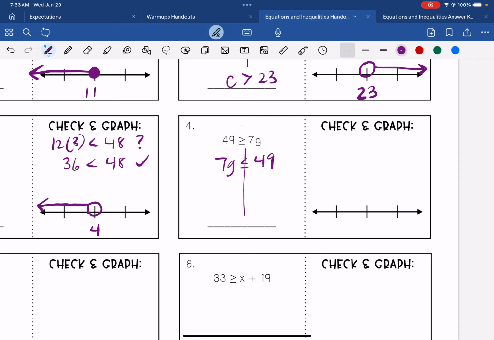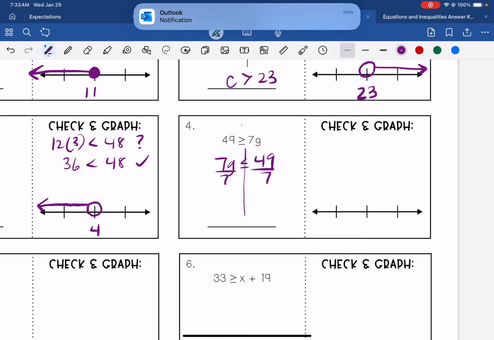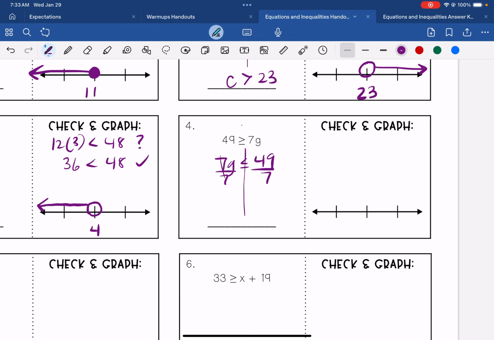Let's draw our line. We're gonna divide both sides by 7. And 7 divided by 7 is 1, so we got G is less than or equal to 7, okay? 49 divided by 7 is 7. So we can plug in 7 for this one since it is less than or equal to. So let's do 49, is that greater than or equal to 7 times 7? Put a question mark. And 49 is greater than or equal to 49, so we're good there.